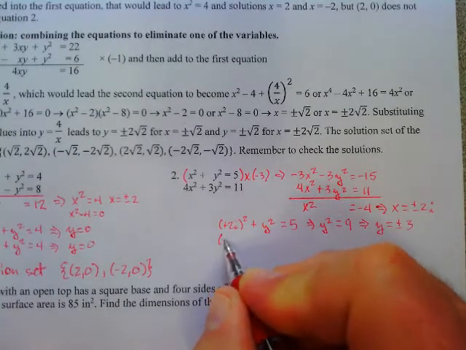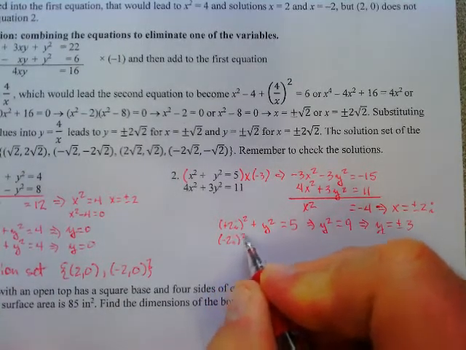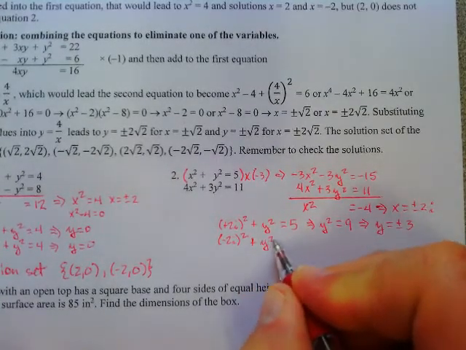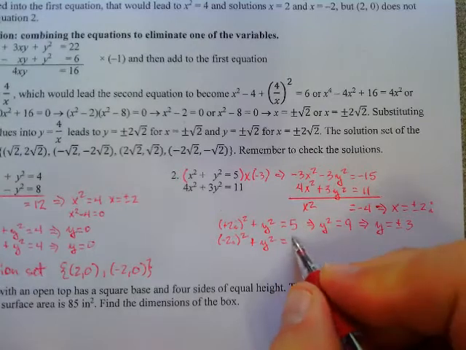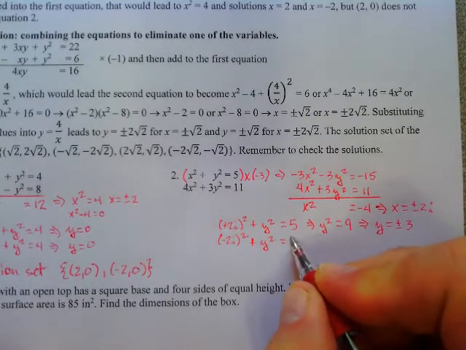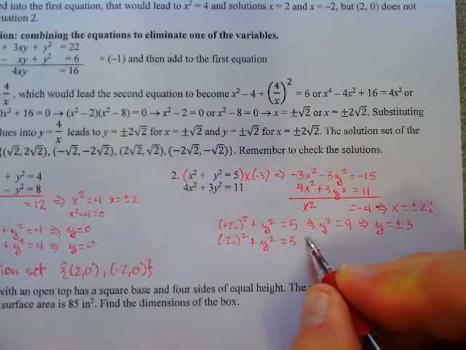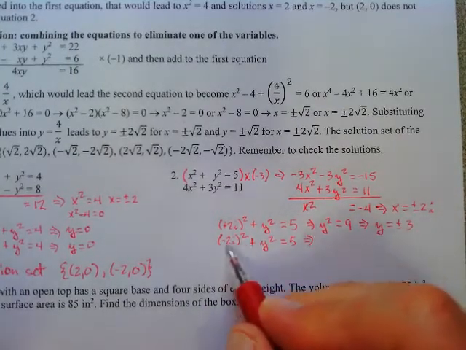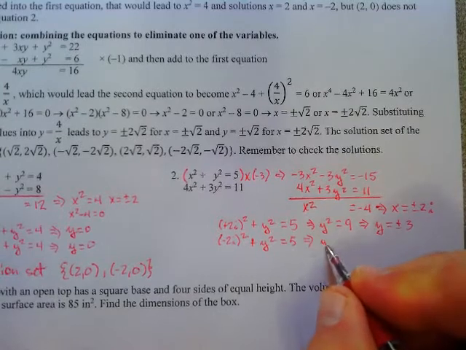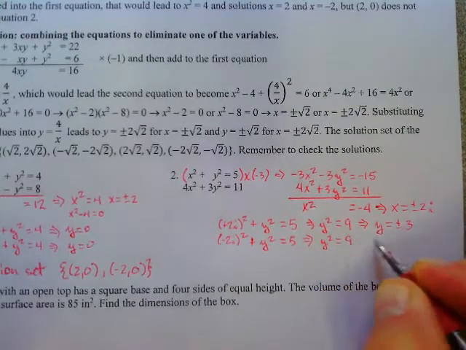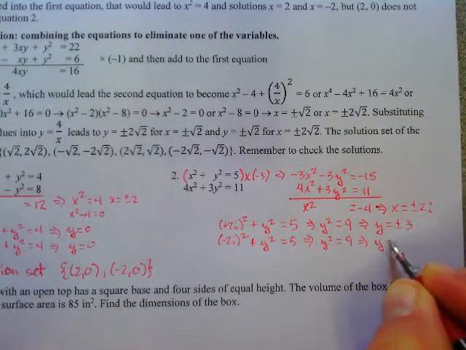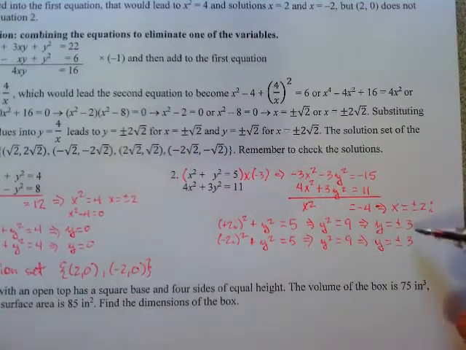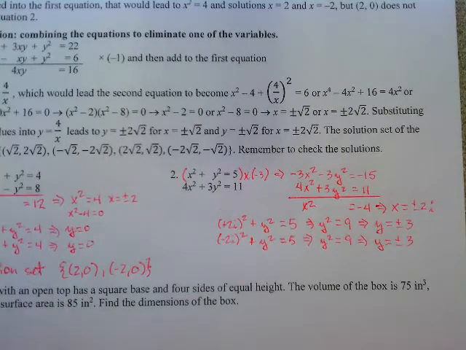If I have negative 2i squared plus the y squared equals 5, because the negative sign will just get squared, this will still go to negative 4, so I'm still back to 9, and that'll give me y equals plus or minus 3 again. So both of them have two y values to go with them.